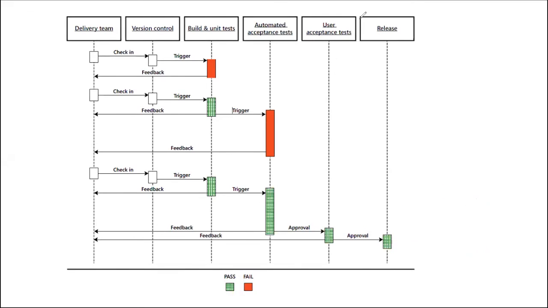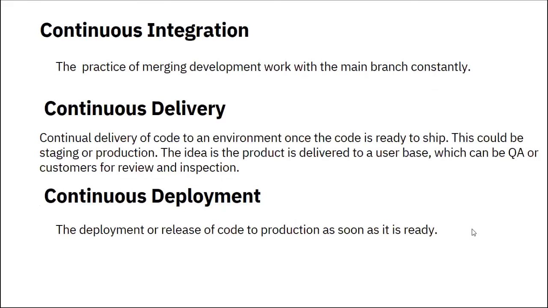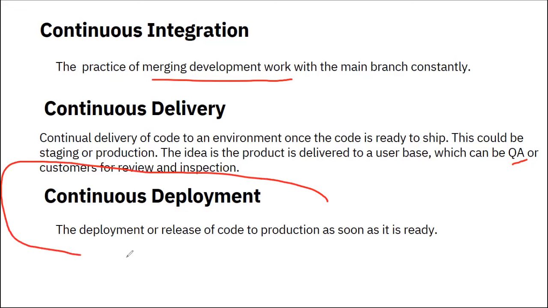Okay, and further we'll go into continuous integration, continuous delivery, continuous deployment. As I said, continuous integration means constantly merging the development work with the main branch. Whenever a request is received, you fix it, commit it, fix it, commit it. In continuous delivery, whenever you fix the code, compile, build and test, you put the product in QA and further environments, not the actual production environment. That part is the actual production environment.